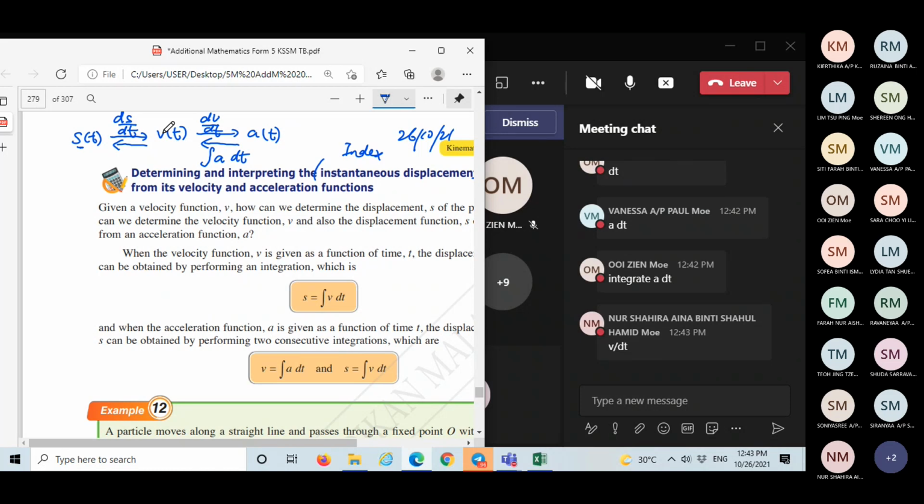What is V dt? It looks like dv dt. Never mind, I assume you are saying integrate v with respect to t. So for the v, you want to get back the s, you have to integrate v with respect to t, which is this one. But if the question starts with giving you a, then you have to do it 2 times: integrate a to get the v, integrate the v to get the s. So this is about today's lesson. We go straight to the example.